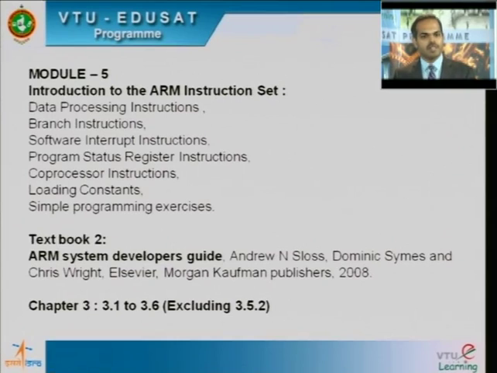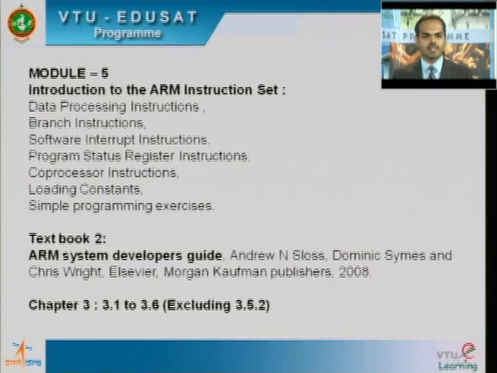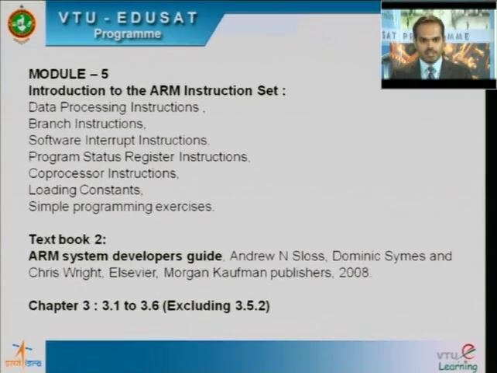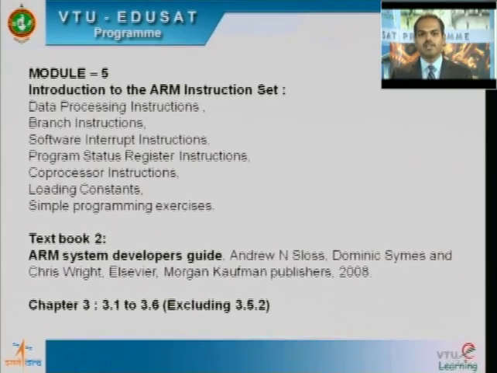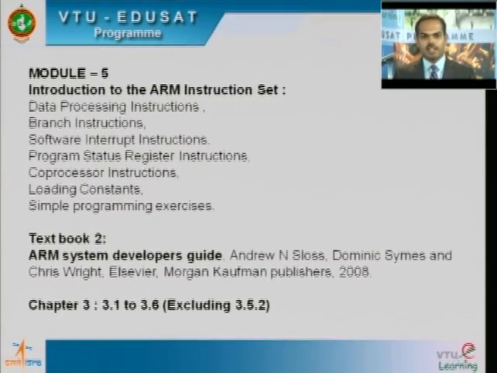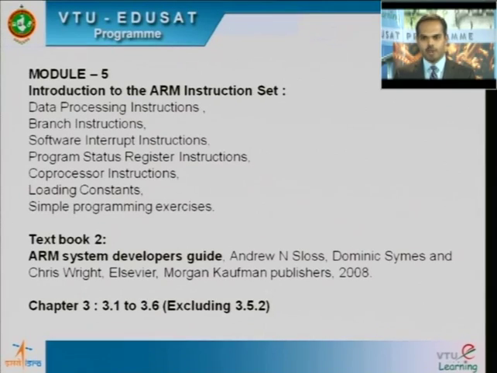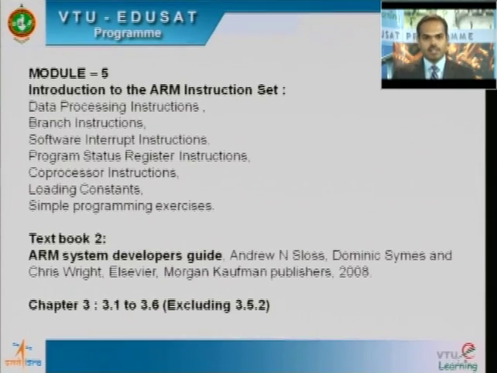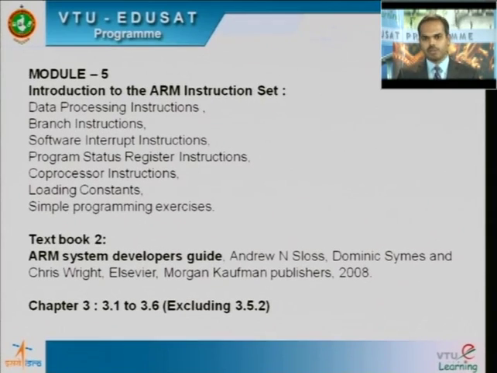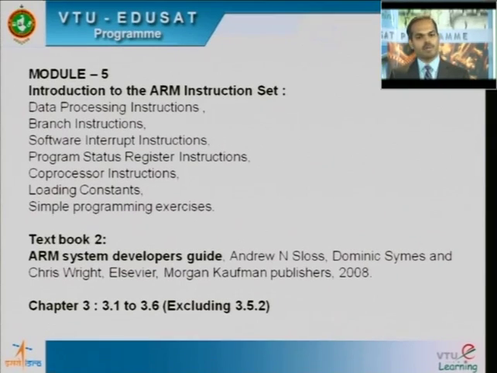This module 5 is taken from textbook 2 prescribed in the syllabus. The textbook title is ARM System Developer's Guide by Andrew Sloss, Dominic Symes and Chris Wright, published by Elsevier, 2008 edition. This is in chapter 3, topics 3.1 to 3.6, but excluding 3.5.2. This is exactly what is in the syllabus.